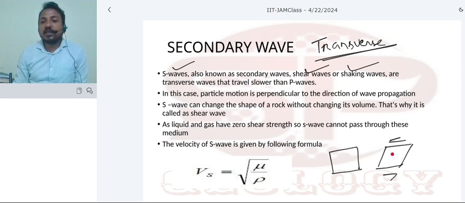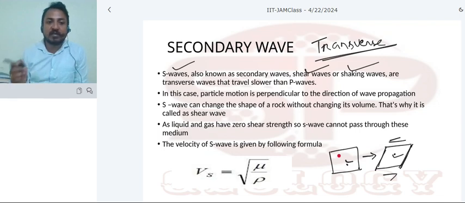So that's why it can change the shape of the rock body without changing the volume. So when a shear wave passes, the volume of the rock remains constant, but the shape changes. This is non-dilational. P wave is dilational, it is irrotational, and S wave is a rotational wave.